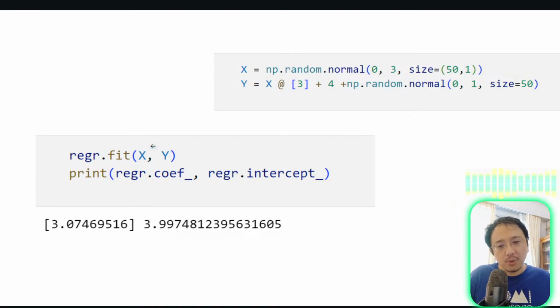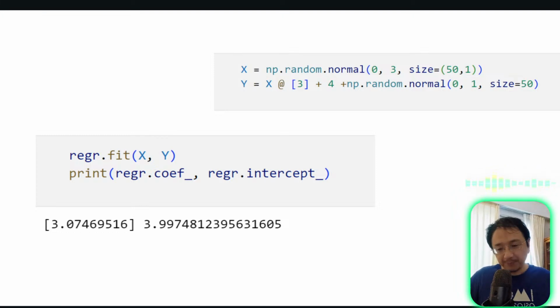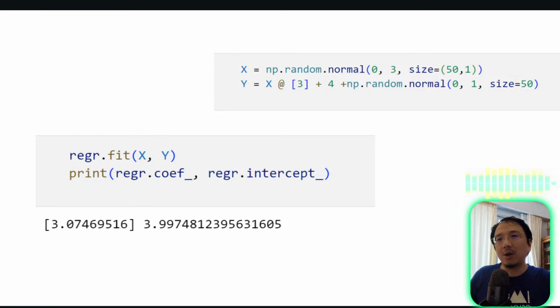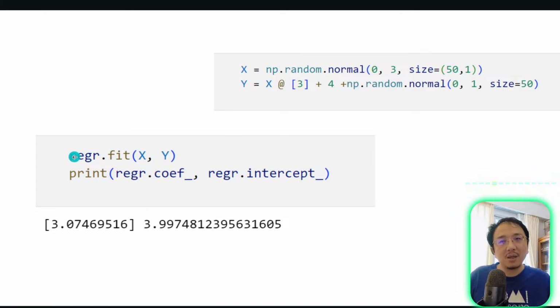So how do we use Scikit-learn to do the linear regression? Easy. We call the regressor that we just constructed and use a method of it called fit. Of course, we have to let the fit method know what the x is here and what the y is. After you do the fit, it learns everything you need.